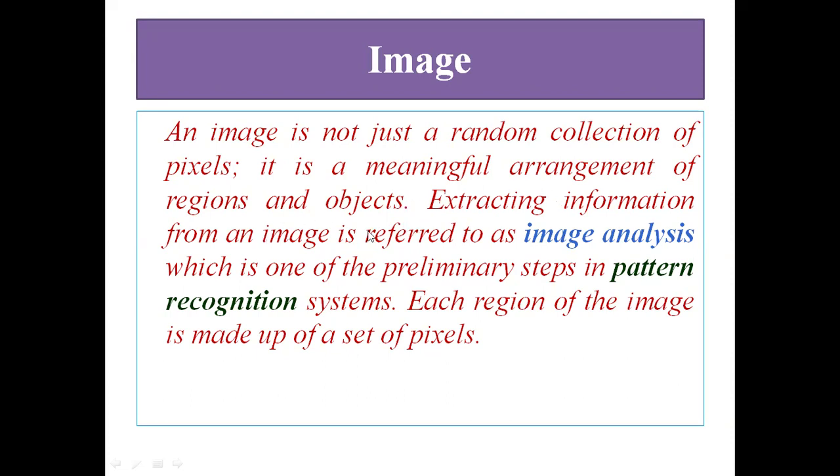Extracting information from an image is referred to as image analysis, which is one of the preliminary steps in a pattern recognition system. So, we have got that an image consists of some objects and regions, and if we try to extract information from an image, we have to make a better study of those objects and regions, and that is the preliminary stage of any pattern recognition system. Now, each region of the image is made up of a set of pixels.